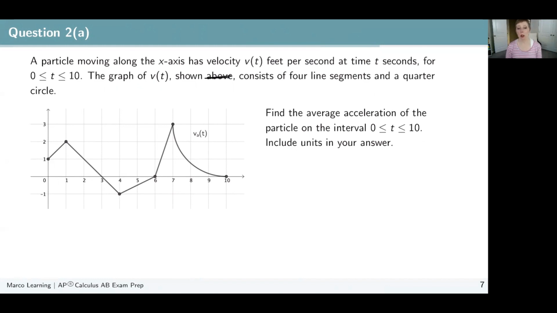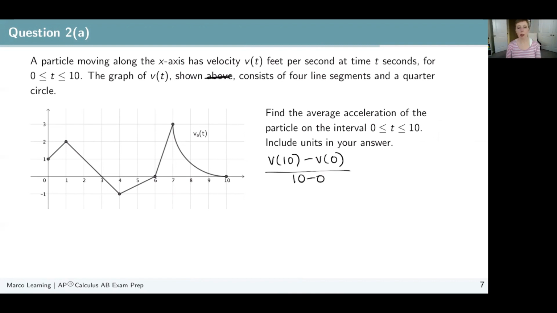First part of this question, find the average acceleration of the particle on the interval from 0 to 10 and include units in your answer. So average acceleration, we want to make sure we're using the right formula here, or think about the definition. Average acceleration is the average rate of change of velocity. So it's the change in velocity over the change in time. And to compute that, we're going to use v of 10 minus v of 0 over 10 minus 0.